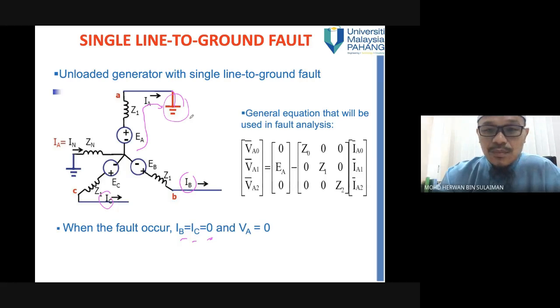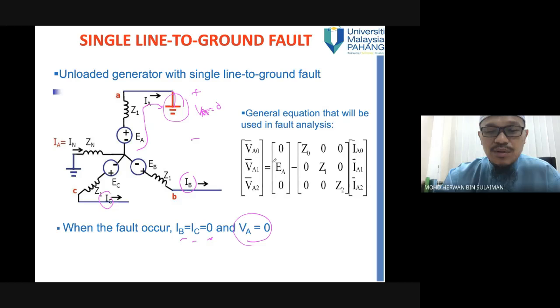Okay, and then from here we know already, because there is no voltage, no current flow. The current is going to here, so meaning that your VA is 0. Okay, so this one. So the general equation that will be used in the fault is this one.